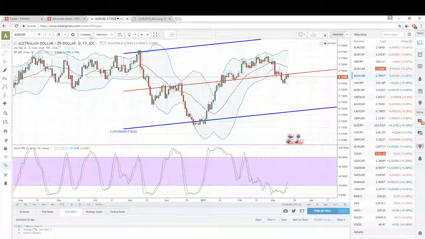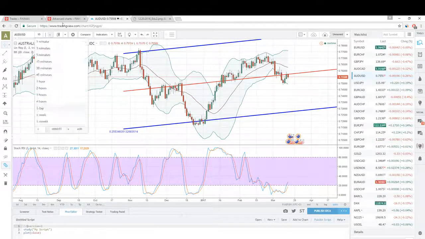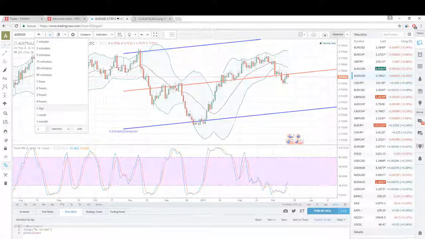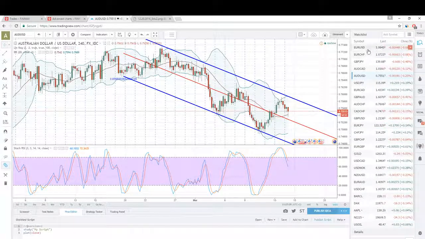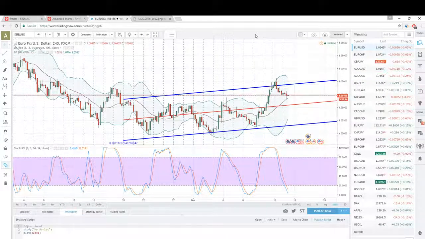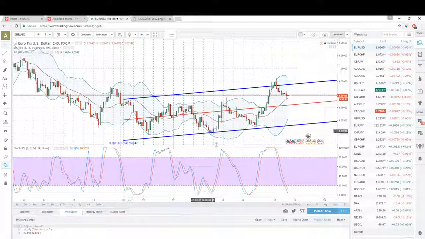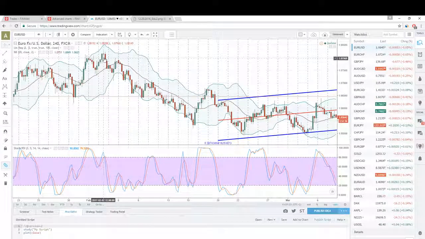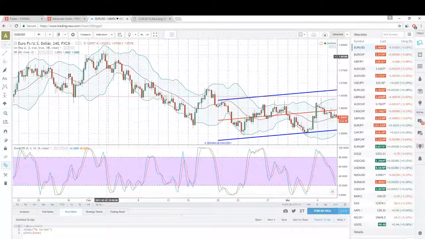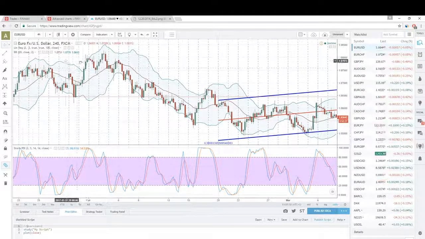So let's switch to the shorter time frame. Okay, that's the 4 hours time frame, and let's switch to Euro USD. So these can be counted as doji. You see that the figure looks like a cross with an almost non-existent body, a long-legged doji.